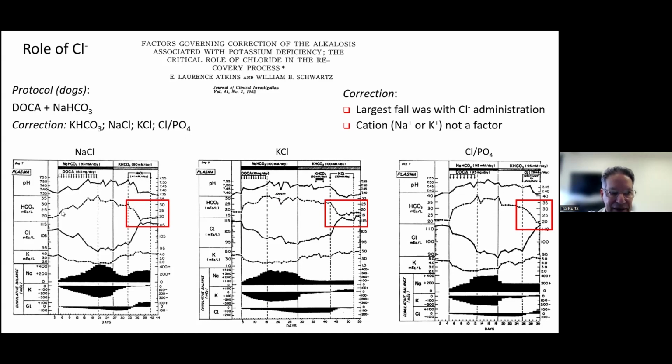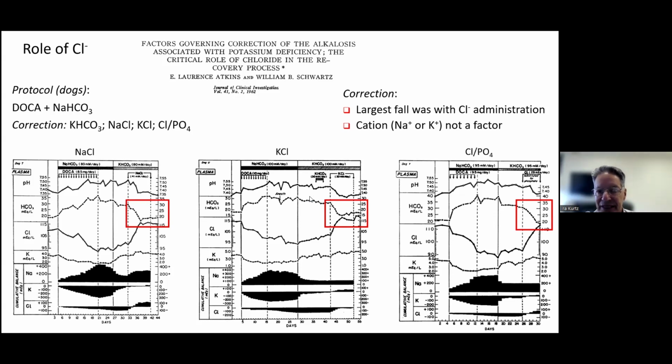Let's go again. They gave sodium bicarbonate with the mineralocorticoid, got the bicarbonate up to 35, waited a little longer to get a steady state, and then gave potassium bicarbonate, and nothing much happened. The bicarbonate dropped a little, but basically stayed elevated. But when they gave sodium chloride, the bicarbonate went back down to its original level. So you don't know, is it the sodium or the chloride? One of them did something.